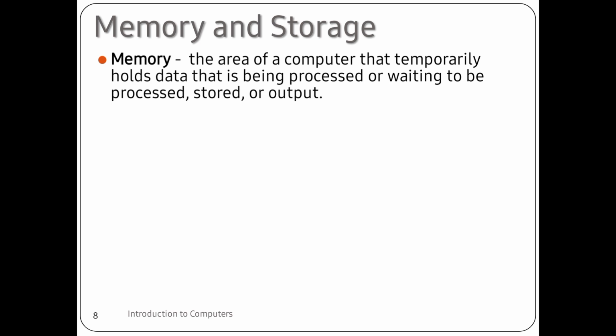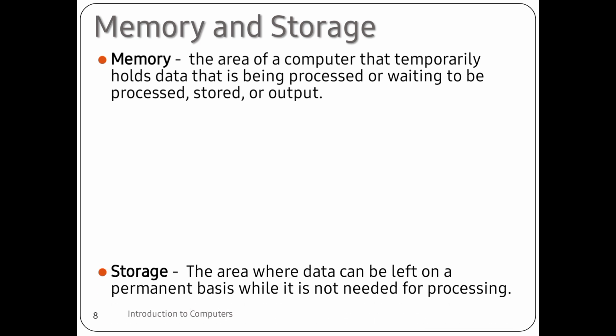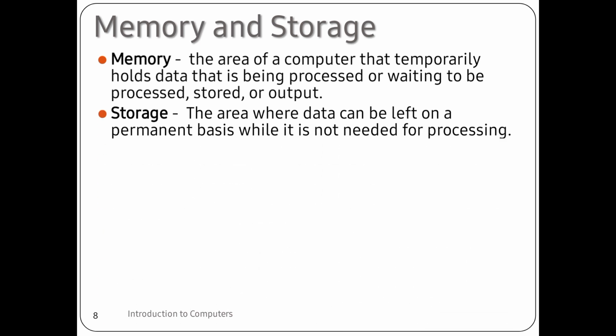A computer memory does the temporary storage, or it stores or holds data temporarily so that you can manipulate it or change it before saving it into a storage. Now, what's a storage? This is the area where data can be left on a permanent basis while it is not needed for processing.